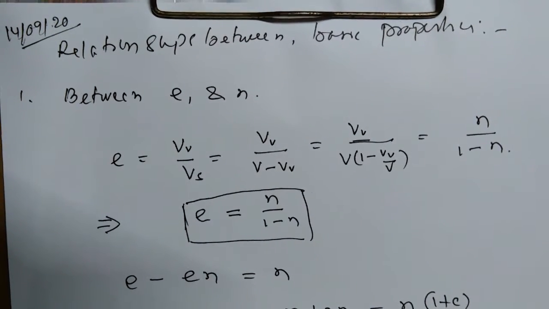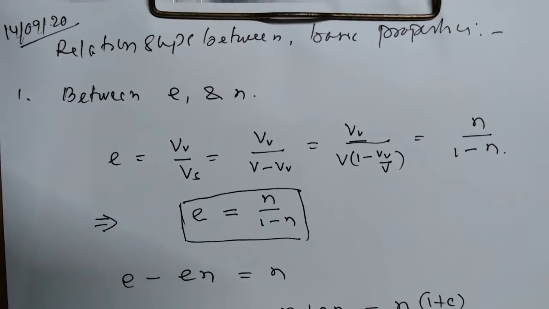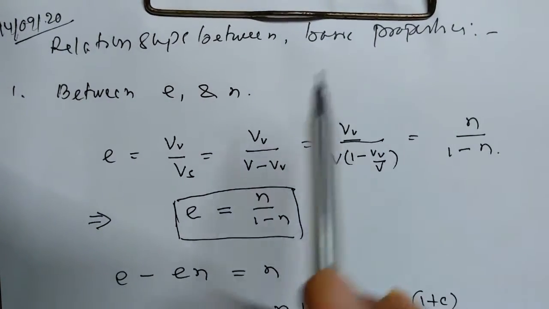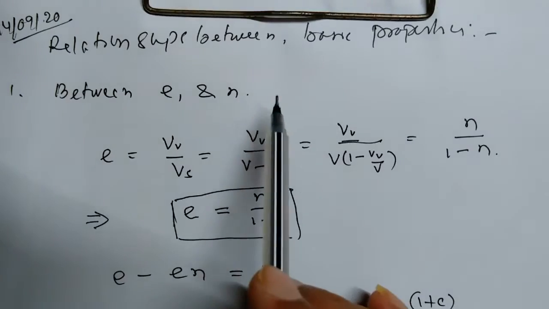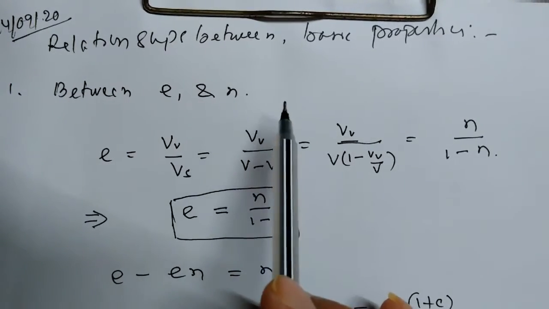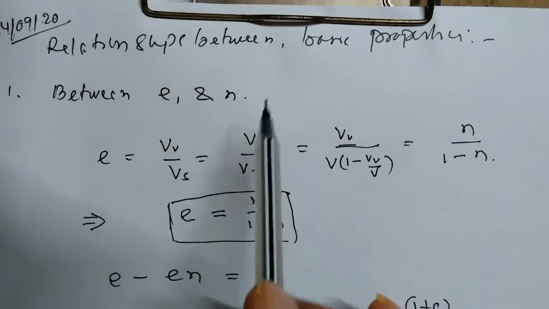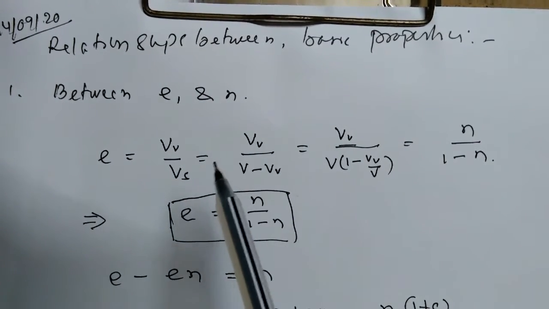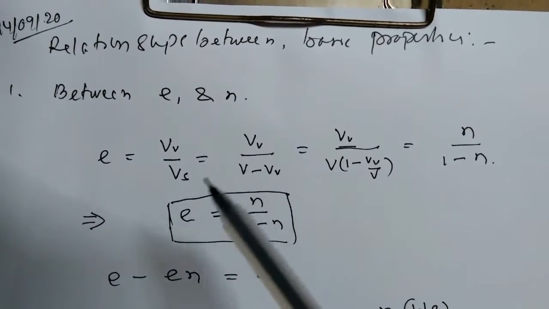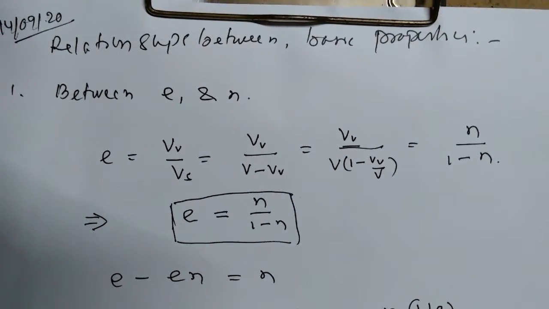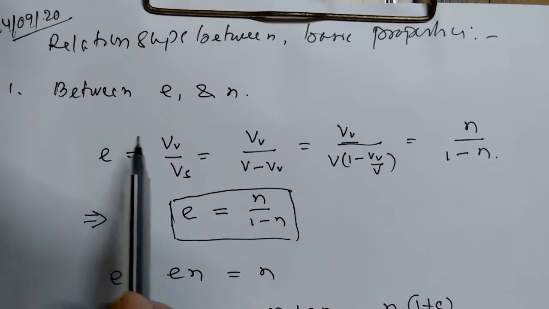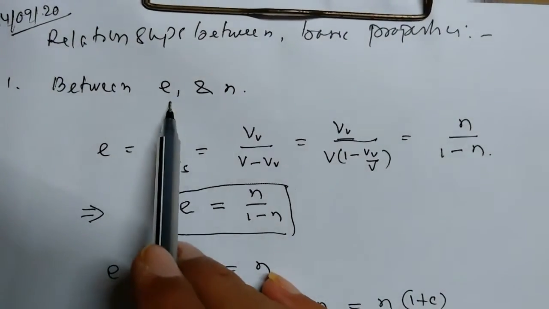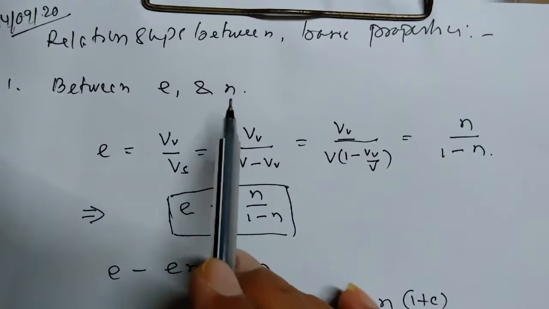So in this video, we'll discuss the relationship between basic properties like the 10 or 15 ratios that we have studied in our previous class: void ratio, porosity, degree of saturation. All these are interrelated to each other. So one by one, number one, between void ratio and porosity, what is the relationship between these two?